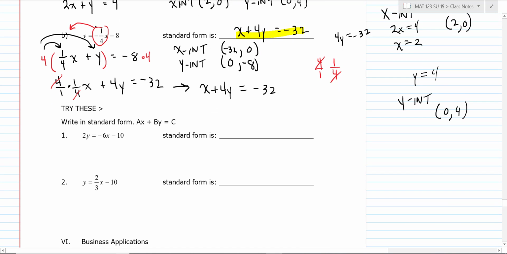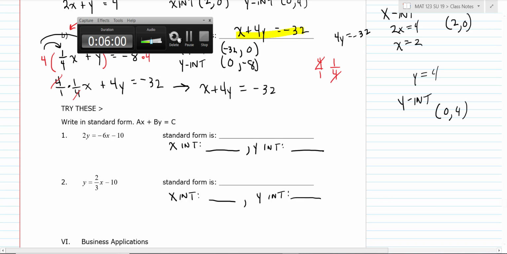All right, go ahead and pause your video. And I'm going to add one other thing on here. I want you to put these two in standard form, but I also want to see if you can figure out the x-intercept and the y-intercept in your head this time. The next problem, problem number 2, you've got a fraction, so you need to be sure you get rid of that fraction.